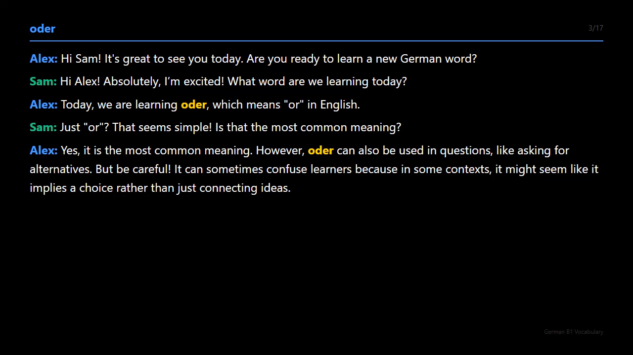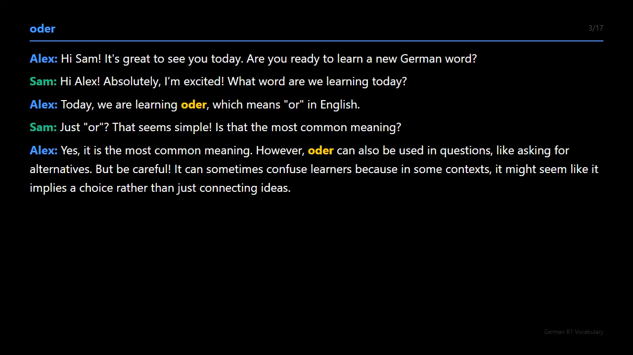Today, we are learning oder, which means or in English. Just or? That seems simple. Is that the most common meaning? Yes, it is the most common meaning.